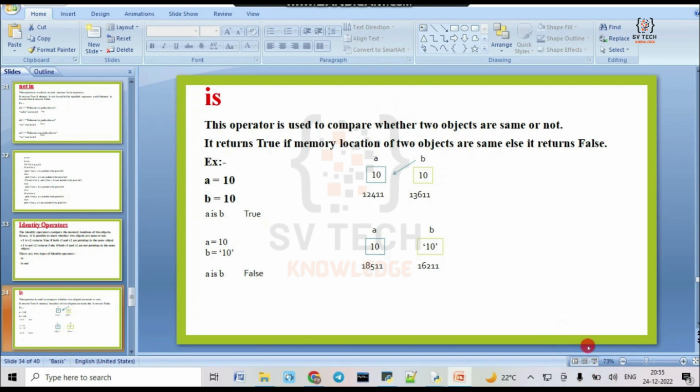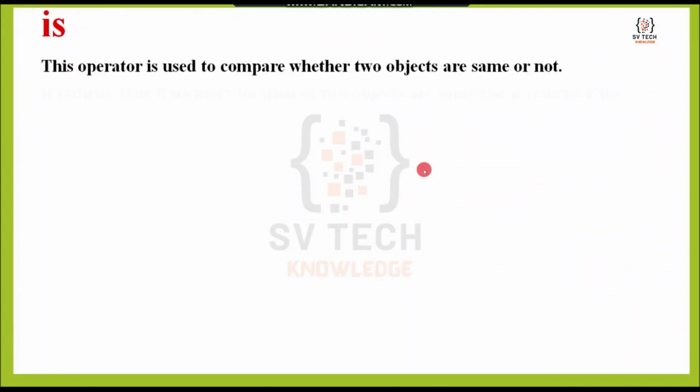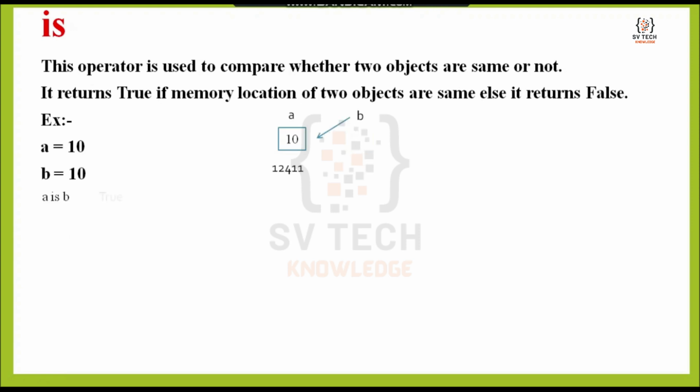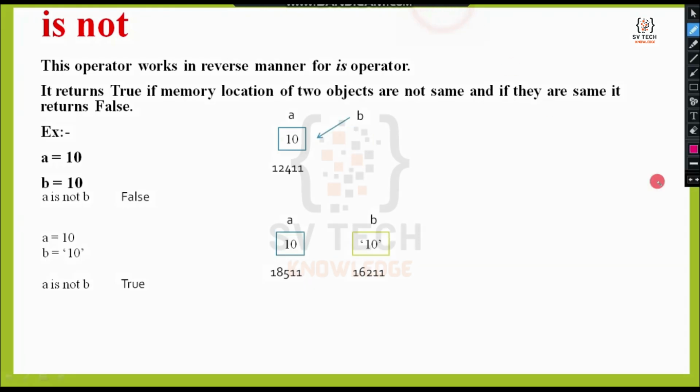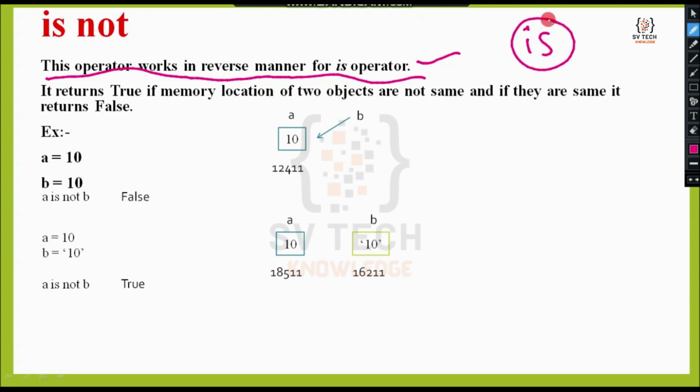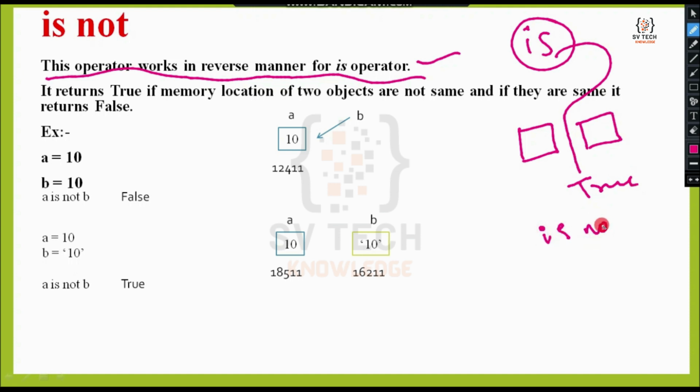Next we will check is not, which is quite the opposite of the is operator. This operator works in reverse manner to the is operator. If both address locations have the same value, is gives true, but is not gives false for the same result. It is the reverse of is exactly, and there is nothing more to learn here.